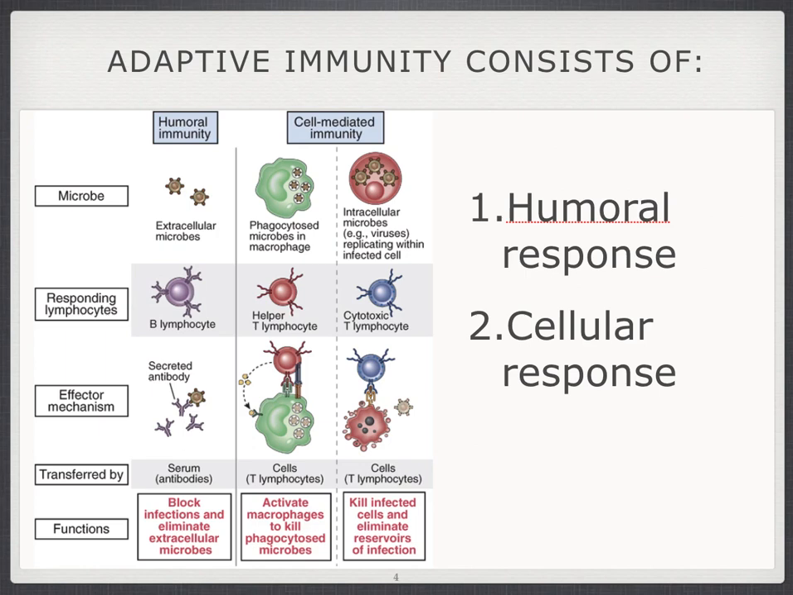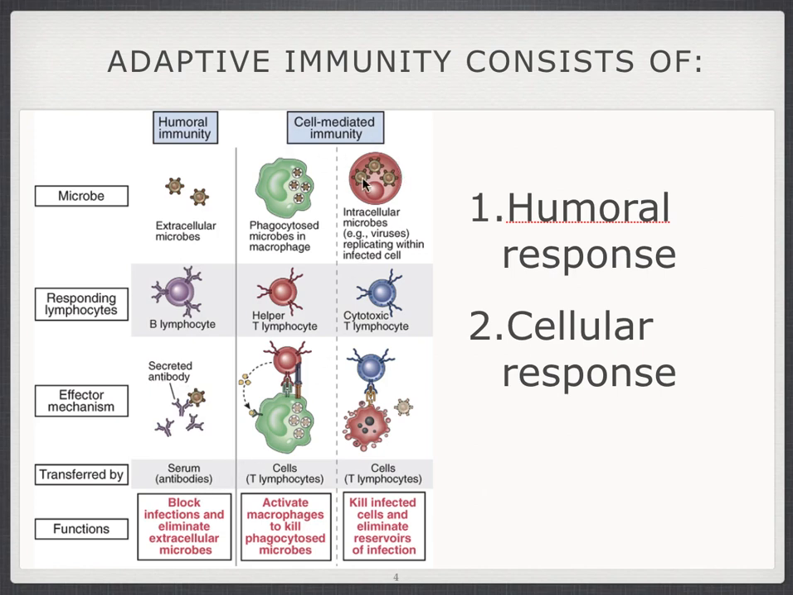And there are two parts of the adaptive immune system. Basically there's humoral immunity consisting of B cells and cell-mediated immunity consisting of T cells. So the humoral immunity is directed against extracellular microbes. It's B lymphocytes making secreted antibodies that can block infections and eliminate extracellular microbes.